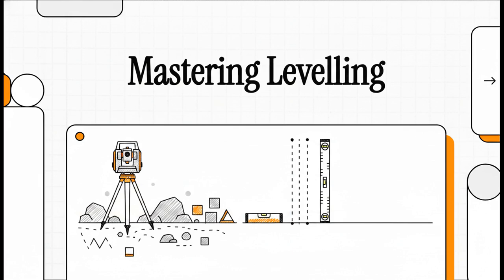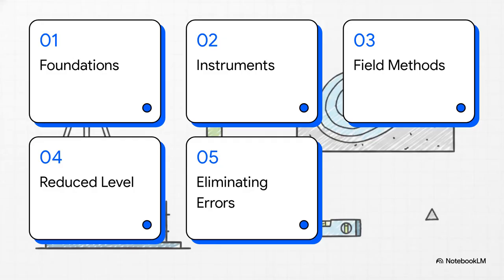Let's get into it. All right, here's a quick look at our roadmap. First up, we'll cover the foundations of leveling. Second, the surveying instruments themselves. Third, we'll look at field methods. Fourth, we'll dive into calculating the reduced level. And finally, number 5, eliminating errors.